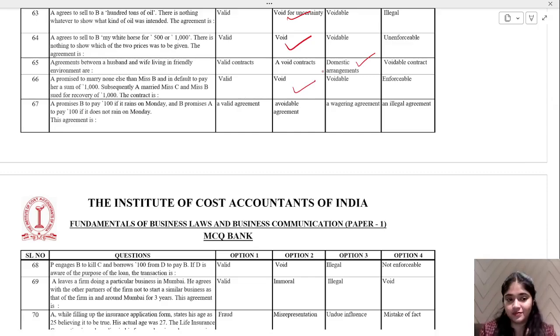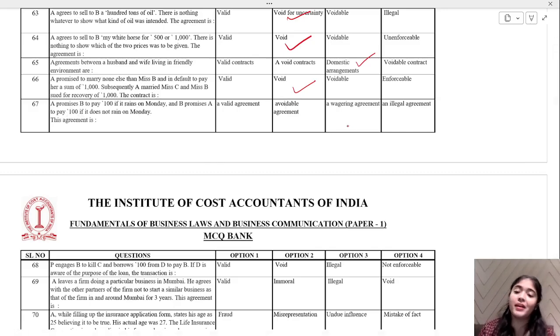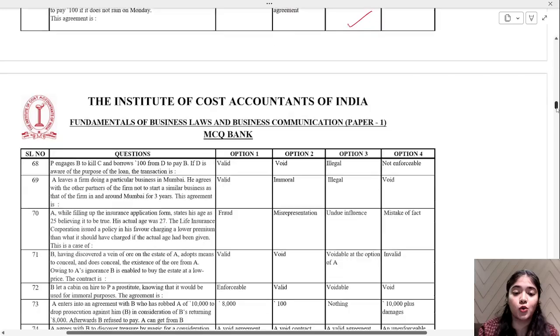That is void. A promises B to pay 1000 if it rains on Monday, and B promises to pay A if it does not rain on Monday. This type of agreement, what is it? A wagering agreement. It depends on the happening of an uncertain event that's not under our control.